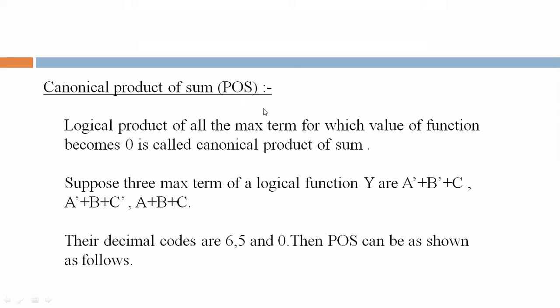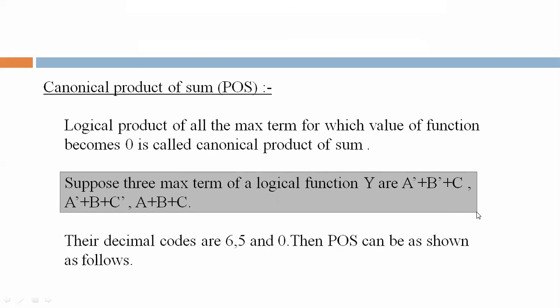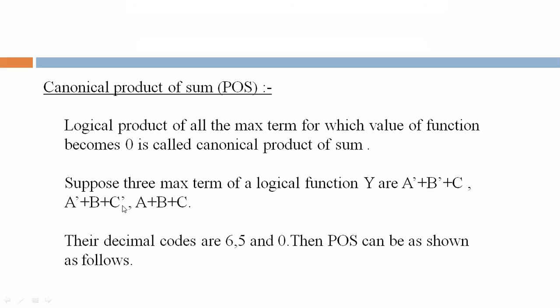Above we are saying standard product of sum, that is another name; we can say canonical product of sum, and we can say standard product of sum. So suppose we look at the example: three max terms of logical function y are a dash plus b dash plus c, a dash plus b plus c dash, and a plus b plus c. So their decimal codes we are getting are 6, 5 and 0. Then POS can be shown as follows.